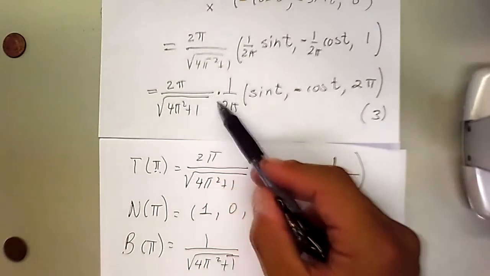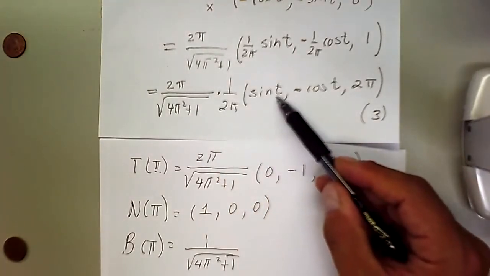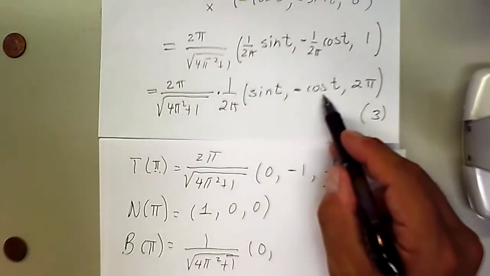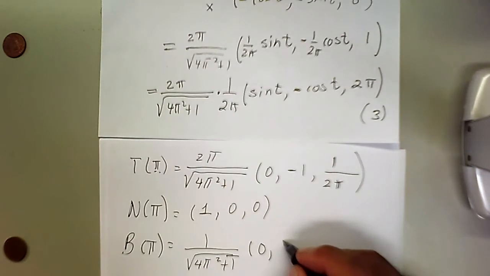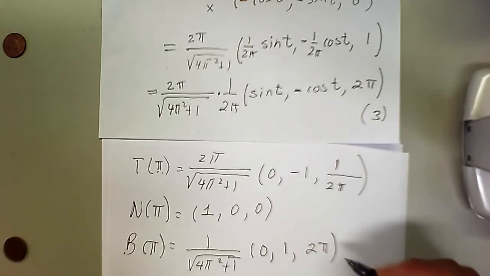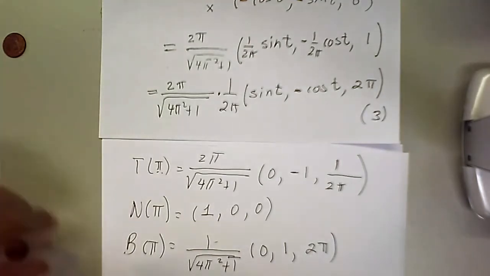Okay, so those two pi's cancel off. We're still going to plug in pi for t. So we end up with 0, 1, and 2 pi. Yes, because we're dividing by this. I was thinking this vector seems rather large, but it isn't, because we're dividing by this quantity. And so this is still a unit vector.